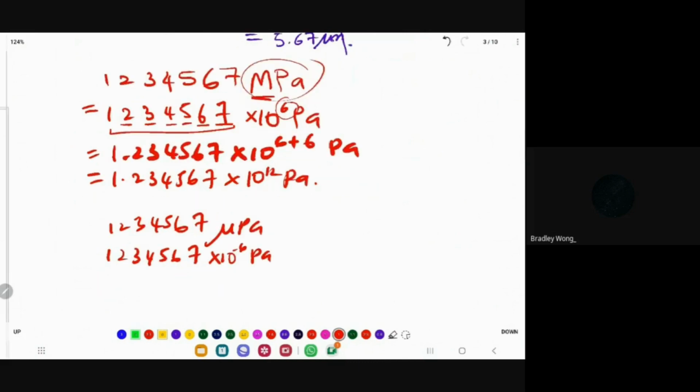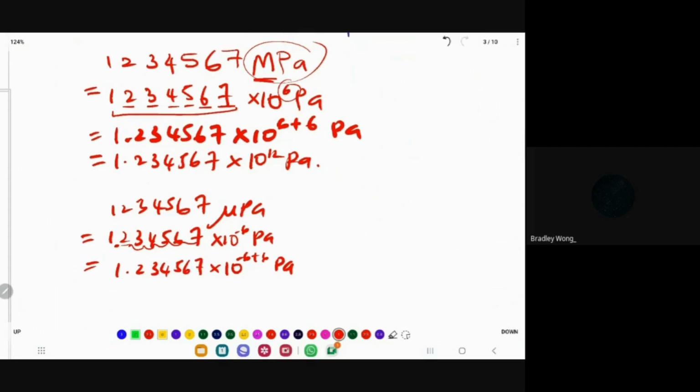Is this a standard form? No. So I have to divide 1, 2, 3, 4, 5, 6. I have to give back, right? Less than 10. I thought you already learned this in your IGCSE maths. Now this one you get 10 to the power of 0, which is 1. You get this.